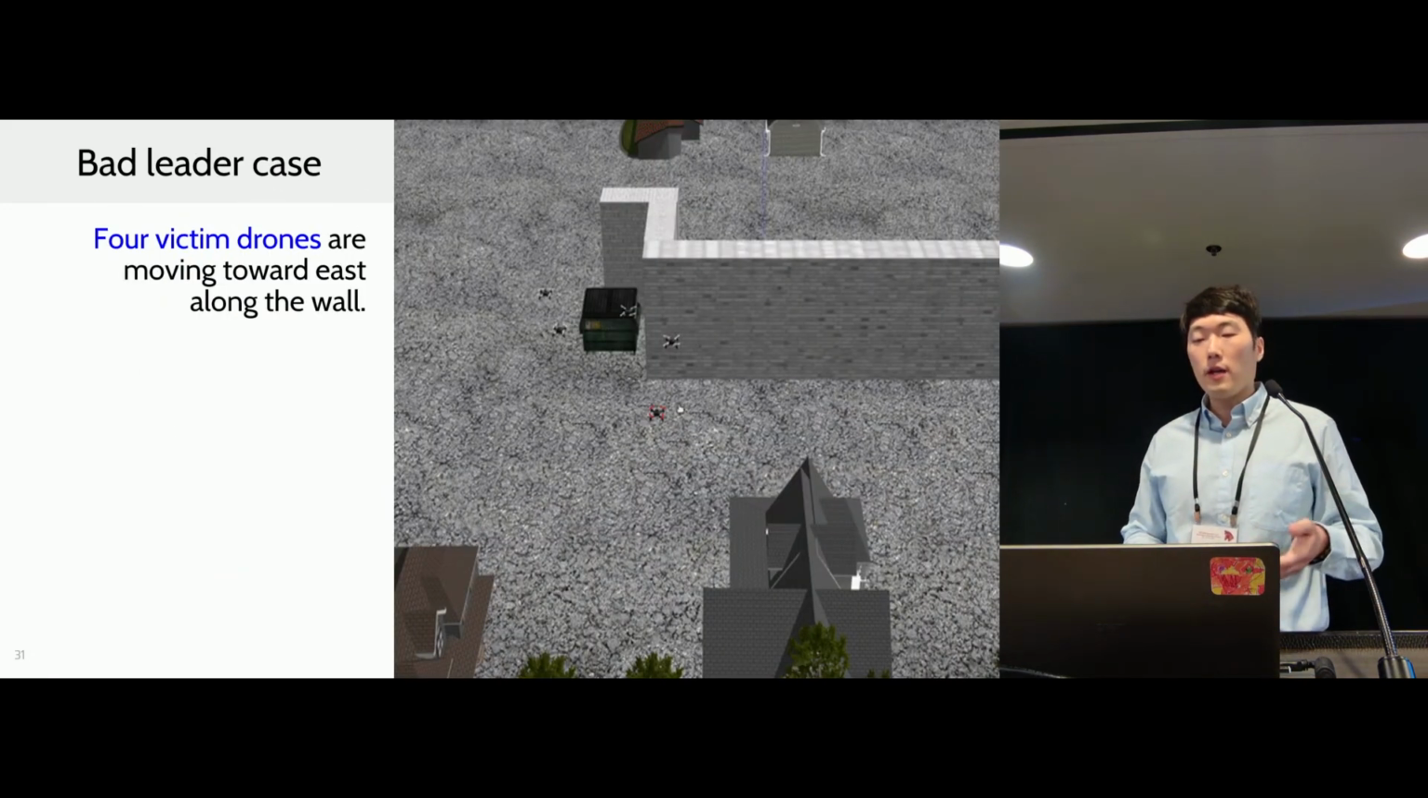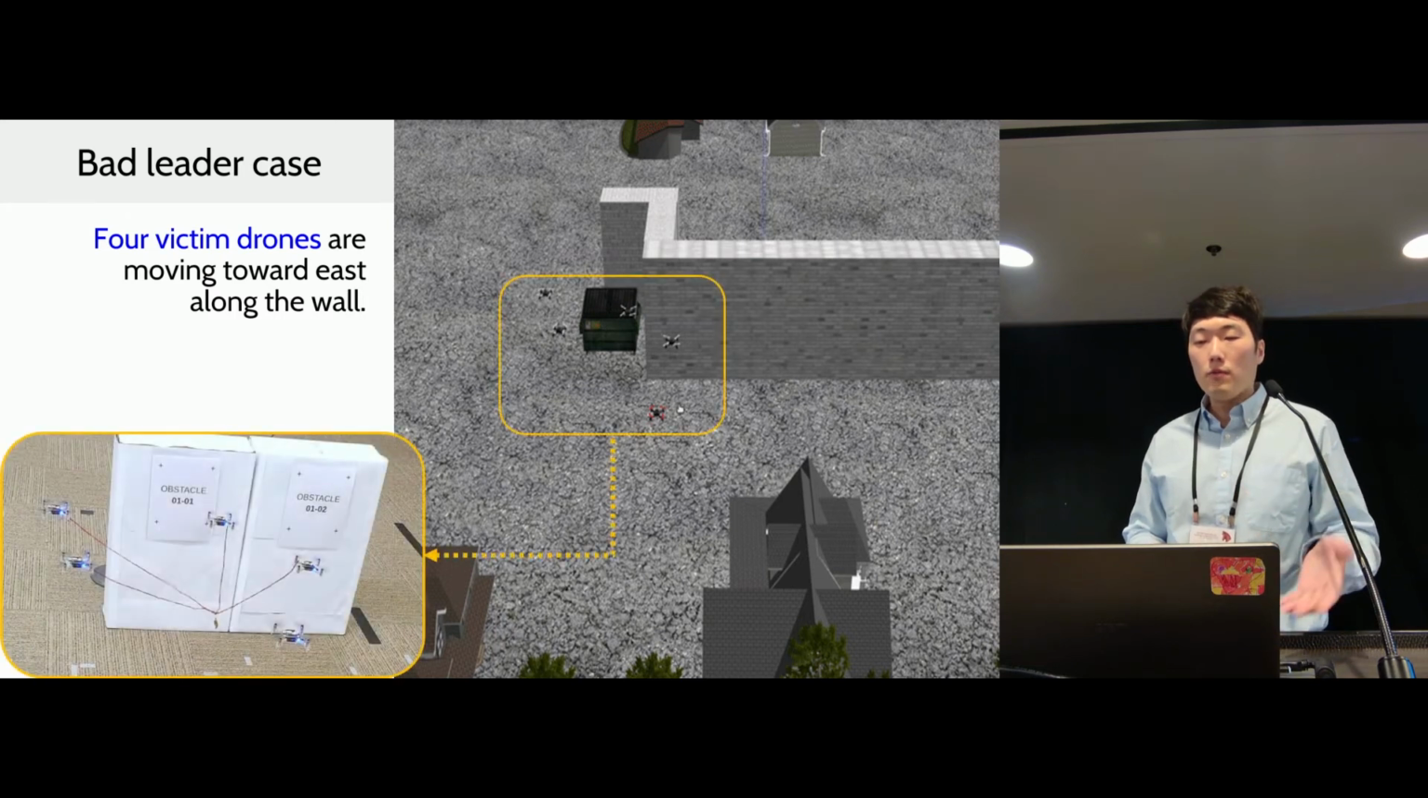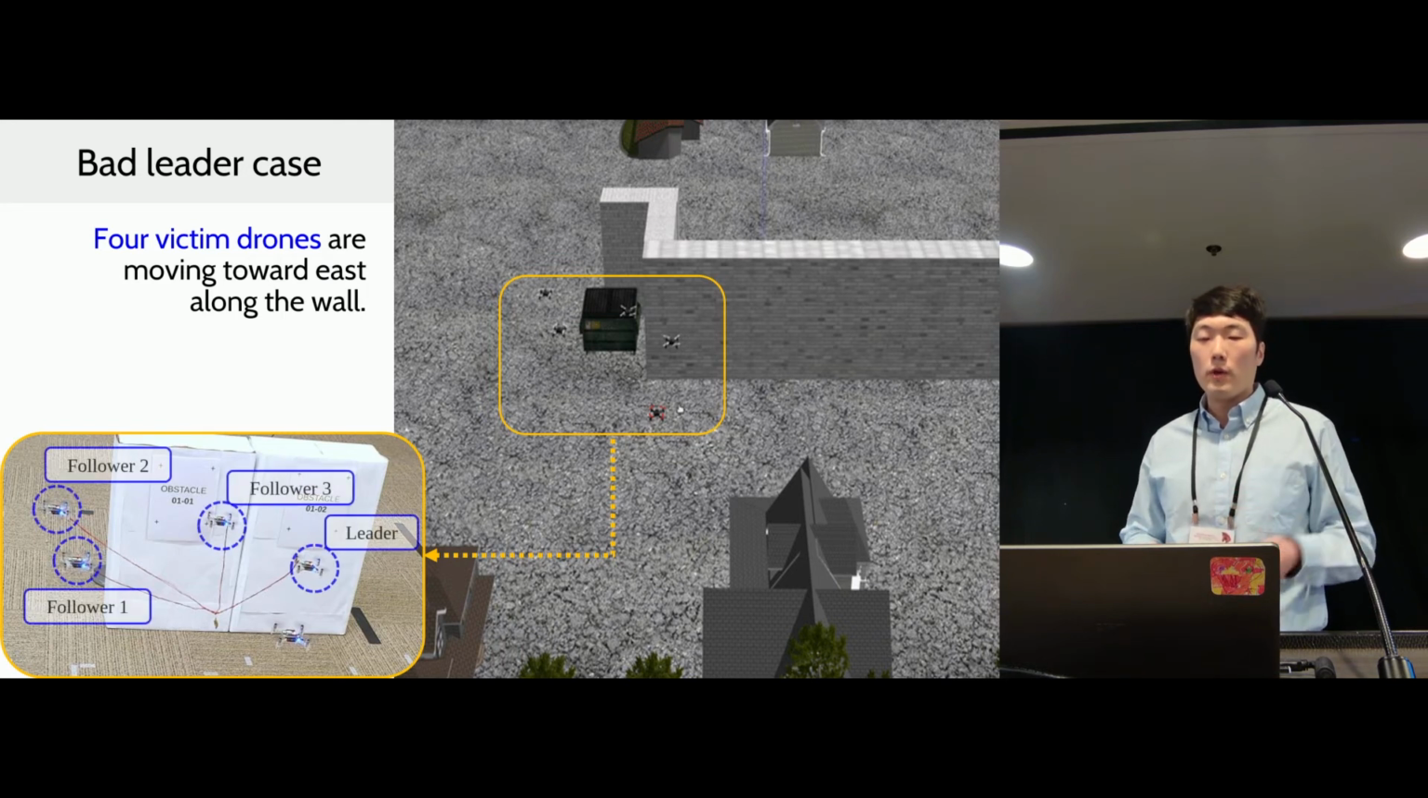This is a case study about finding logic flaws using SwarmFlawFinder. This mission is from the first algorithm we use in the evaluation, and this photo shows this example reproduced in the lab with real-world drones. So in this mission, 4 drones are moving toward the east along the wall.